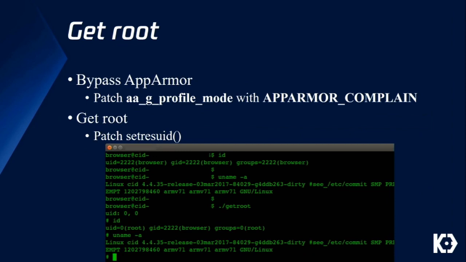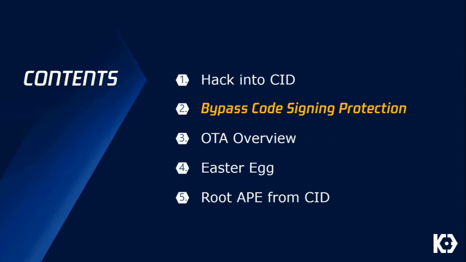To bypass AppArmor, we patched the AppArmor profile mode to complain. We also patched setresuid, so we can gain root privilege on the CID. Next, Yuefeng Du will be telling you about how to bypass the code signing protection.